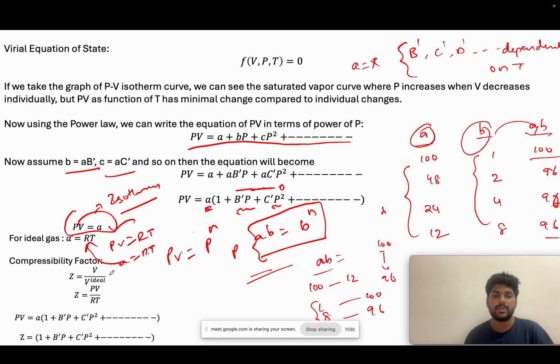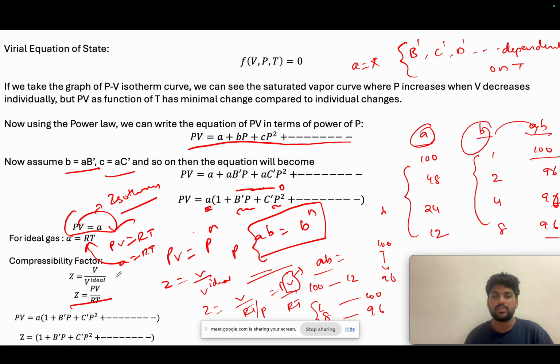If I take the compressibility factor, we know that the compressibility factor, which we discussed initially, was defined to account for the repulsion and attraction between the molecules. They decided the compressibility factor as V by V ideal. We know that V ideal is nothing but RT by P, since PV equal to RT. So then it will become PV by RT. Don't confuse this with ideal gas volume. This is not ideal gas volume. So that's Z equal to PV by RT.